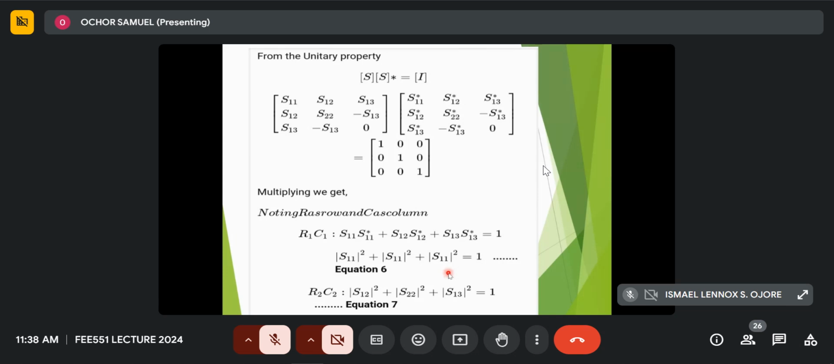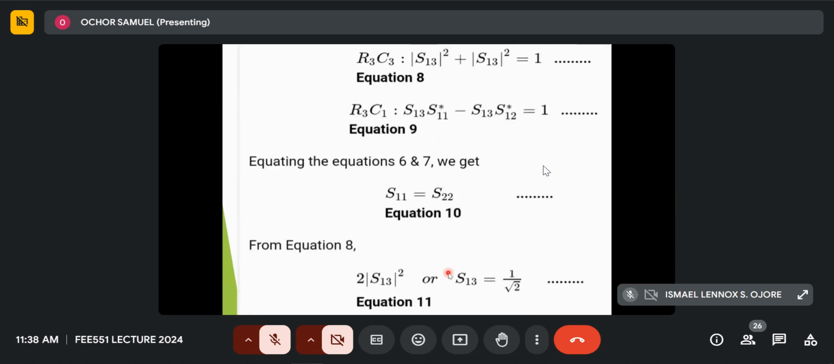We can go to row 2, column 2. We are going to have S12 multiplied by its conjugate, again S22 multiplied by its conjugate and S13 by its conjugate, and we are going to get equation 7. That's correct. Okay, next, row 3, column 3. Yes, we can take that one. That one is going to only have 2 terms because one of the terms was S33 and it is equal to 0. So it's going to be like that.